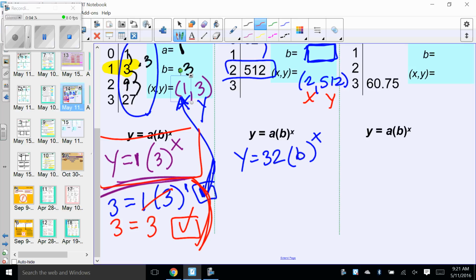So as I start to solve them, I'm going to put a 2 in for X and a Y in, or 5, 12 in for Y. So I put a 5, 12 in here. I put a 2 in for X.